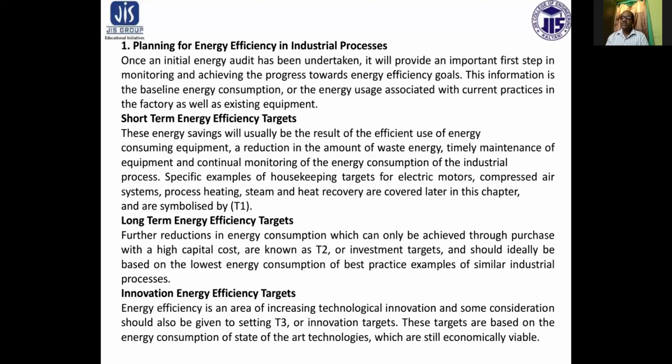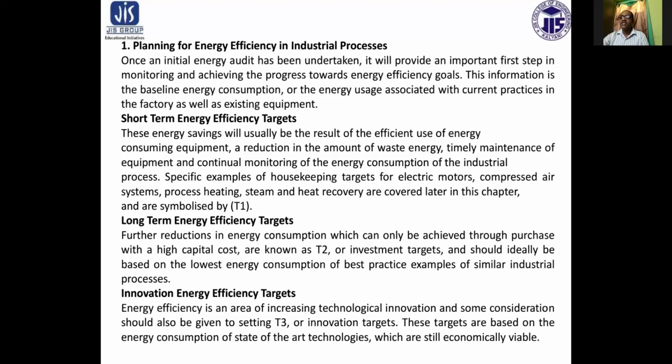Specific examples of housekeeping targets for electric motors, compressed air systems, process heating, steam, and heat recovery are covered in this short-term energy efficiency target.